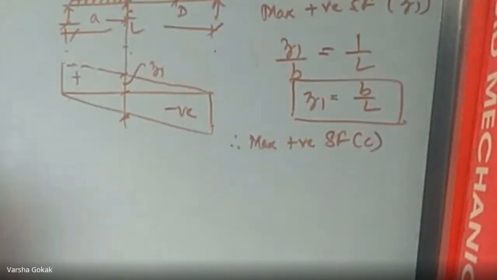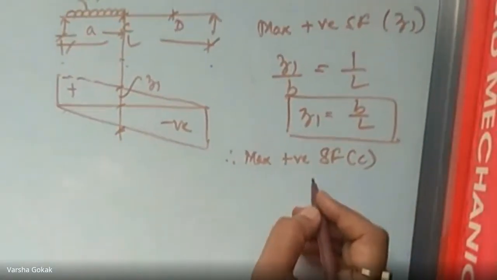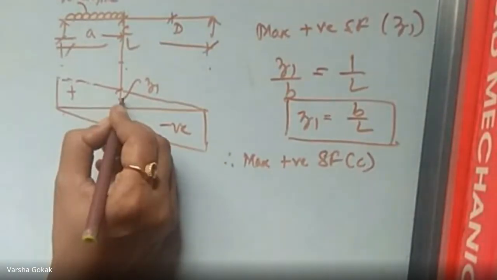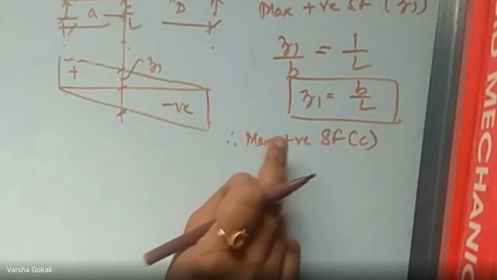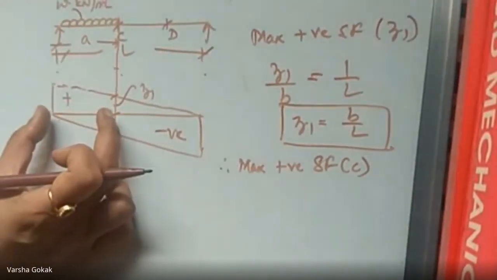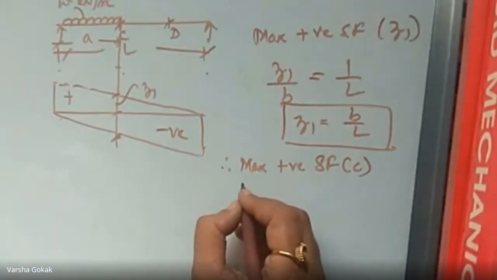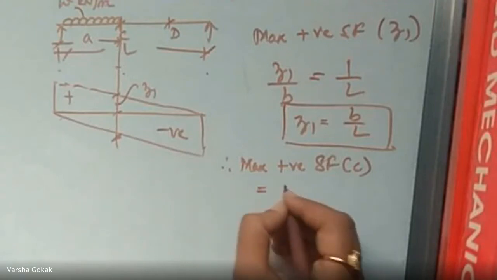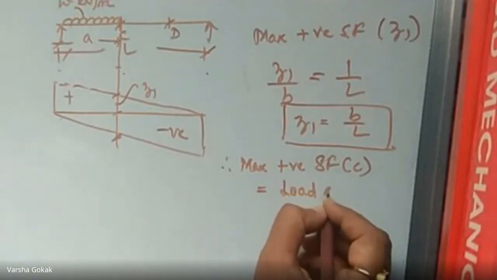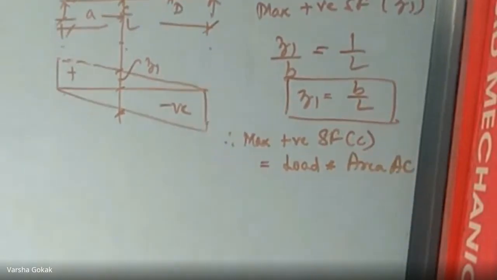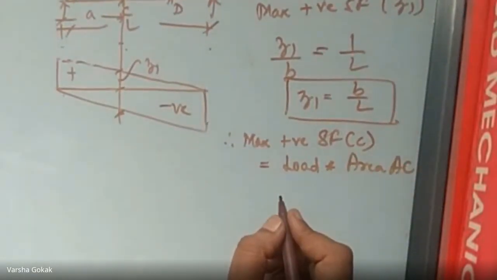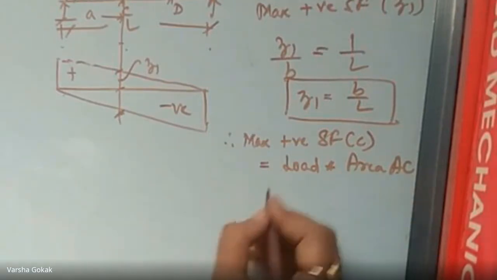Okay. Fine. Maximum positive means I need Z1 now. So I'll have to write the formula. What is the formula? It is the load into the area between A and C, right? So it is going to be equal to load into the area between AC, correct? So let us write AC only, yes, correct.